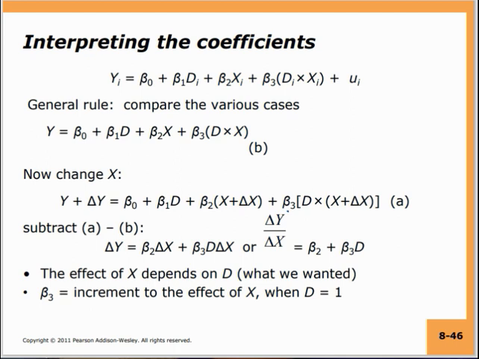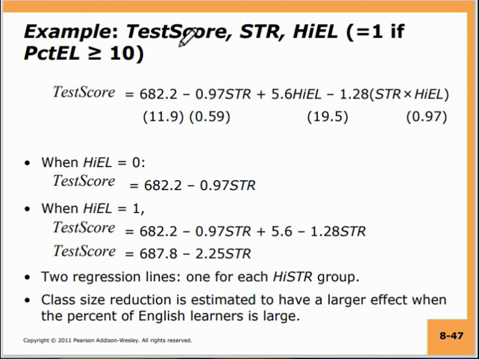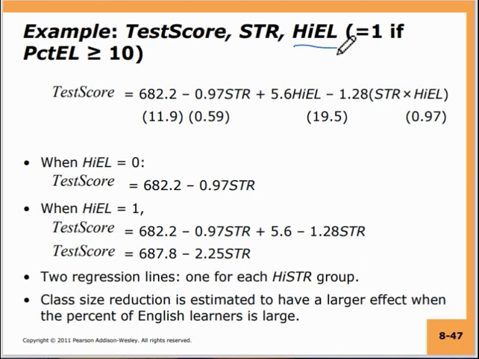And this again, the effect depends on d. This is what we wanted. So beta 3 is the increment to the effect of x when d equals 1. So if we use this kind of specification for our student-teacher ratio and high English learners, we keep high English learners as the binary variable, and we revert to the continuous variable student-teacher ratio. If we now specify this model, then we arrive at this regression equation.